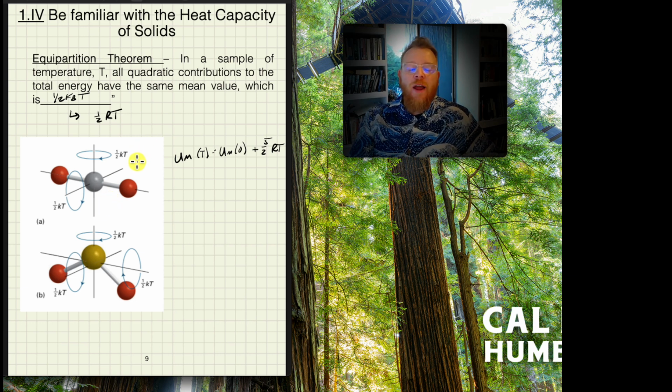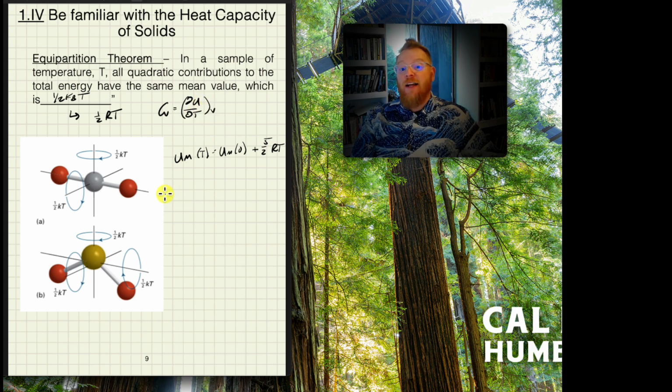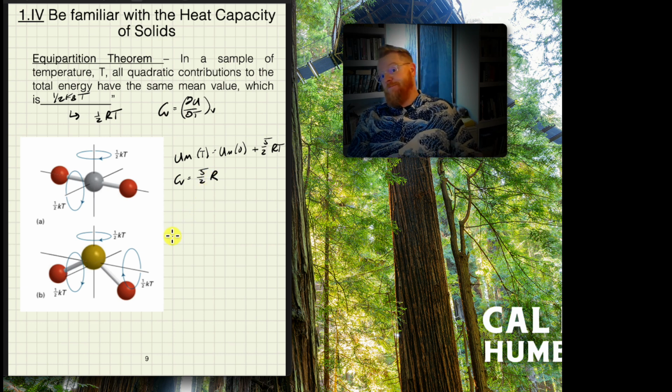So now what I also want you to recall is heat capacity, in this case, the constant volume heat capacity, is the partial of U with respect to T at constant V. So now if we look at the heat capacity of this linear molecule, easiest derivative we'll take all semester, that just becomes 5/2 R.